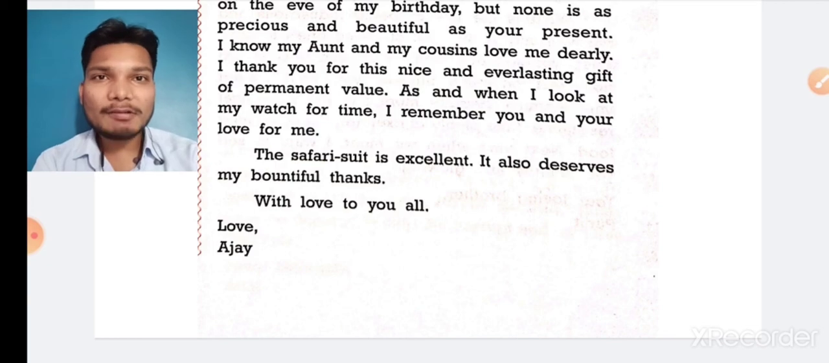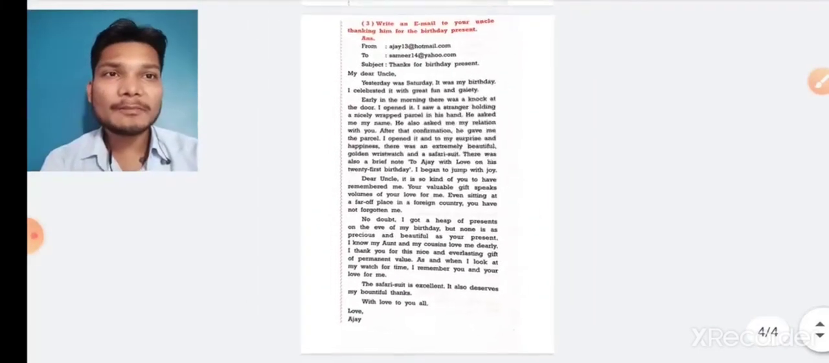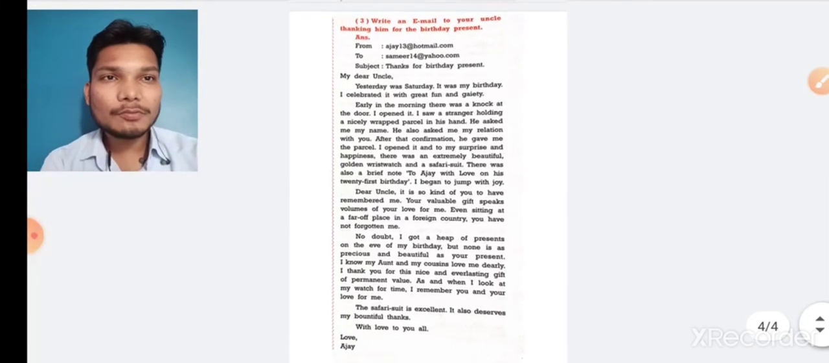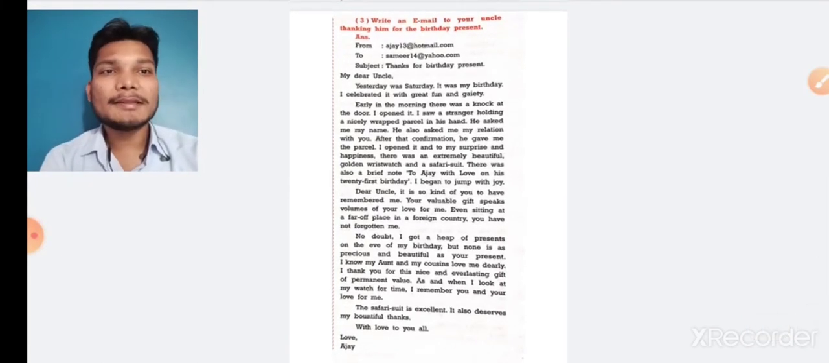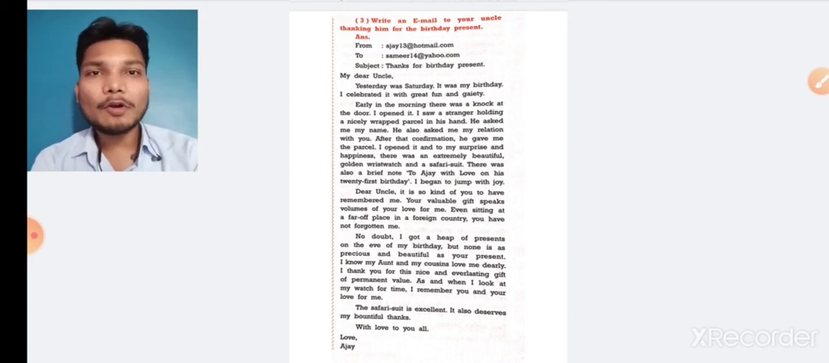Instead of love, you can write regards. Okay, so this is how you can write the email. You have to follow the format, and here also you can see that at least you have to cover one page, and this is how you can write your email. So today we stop the discussion of the composition part here. If you still face any difficulty, you can just call me.